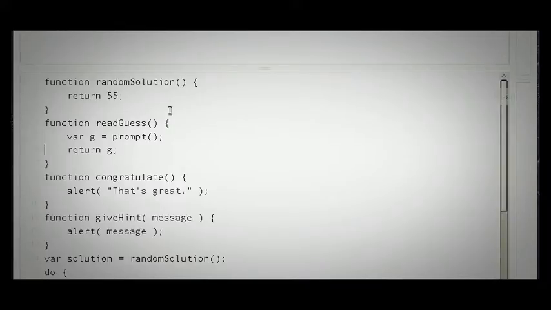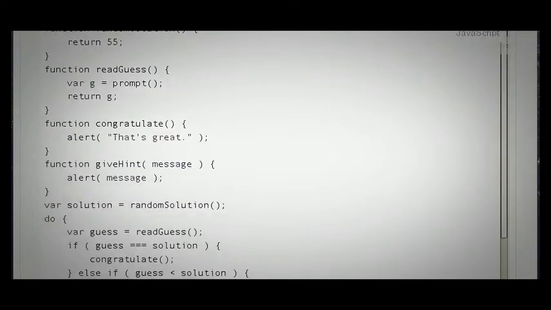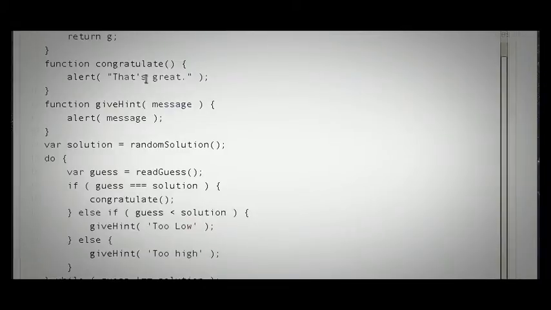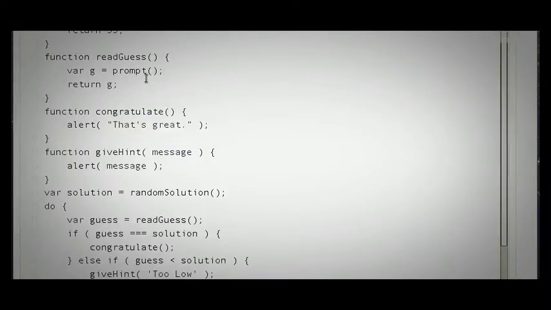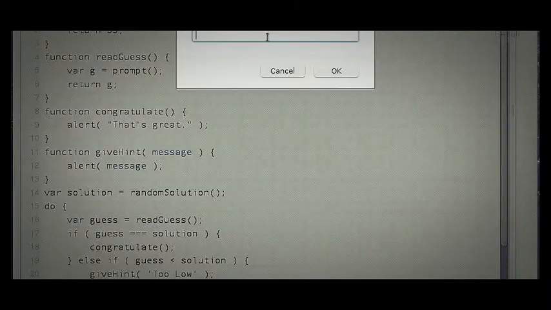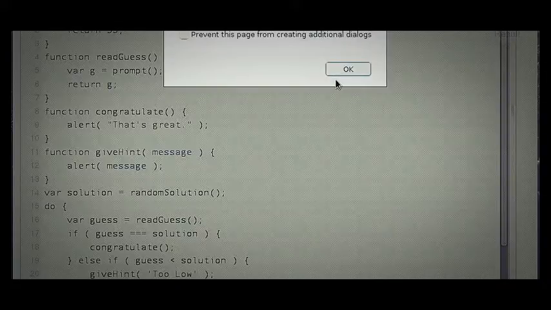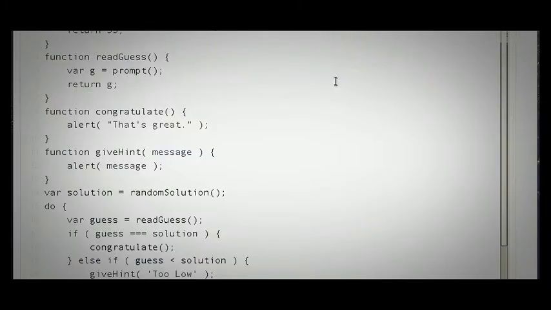Prompt returns a string, but randomSolution returns an integer 55. So we expect a string 55 to be something like incorrect, but let's look at the running result. Say 40, it says too low. 60, too high. And then 55, it says too high, right? 55 again, too high. Ah, okay, so we cannot stop it now.